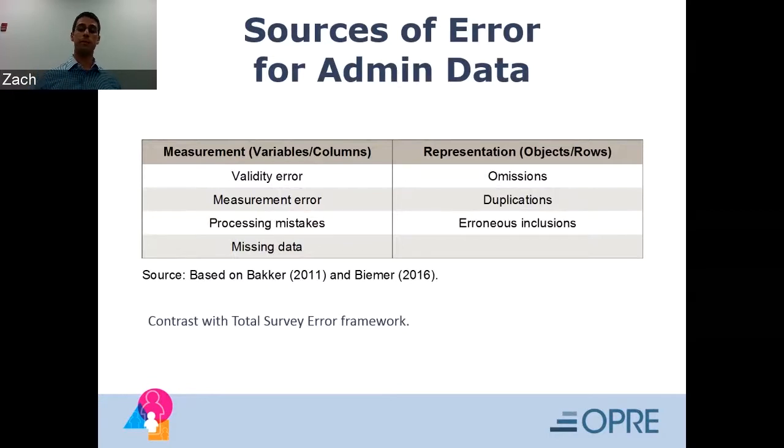For columns and variables, we have validity error, which is the terminology used for construct validity. Do you measure what you intend to measure? Then there's measurement error or inaccurate values, and then there may be mistakes in data processing, and finally, missing data. Now you can think about these in some examples that could affect a whole variable, so with a validity error, the way the concept is measured is incorrect for the whole variable, or it could affect just specific values within a variable.